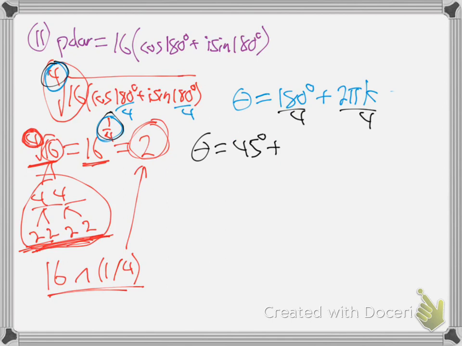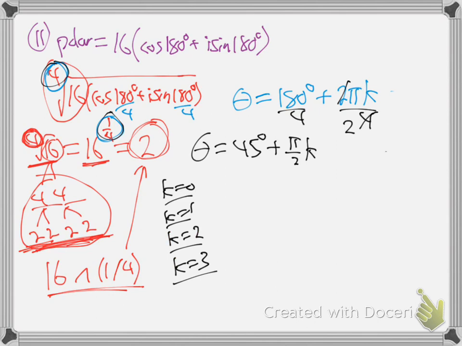45 plus, and this is going to be 2 goes into 4 2 times. Pi over 2k, but you let the k be various options leading up to 4. Remember that? You let k be 0. Well, here, I'm going to write it on the left side. You let k be 0, k be 1, k be 2, and k be 3, because that way you've got 4 options for a 4th root.